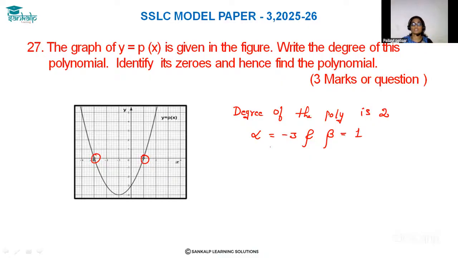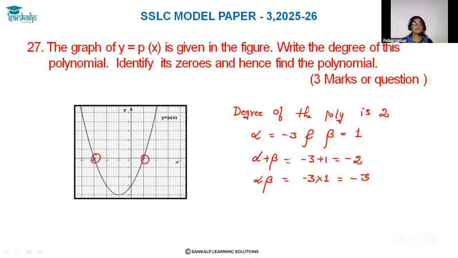Sum of the zeros alpha plus beta is equal to minus 3 plus 1, is equal to minus 2, and product of zeros is equal to minus 3 into 1. So this is equal to minus 3.